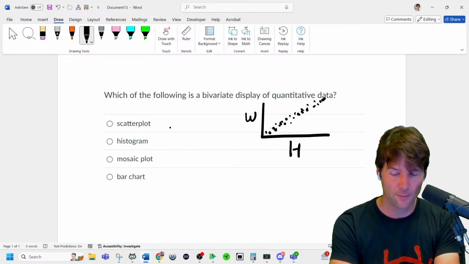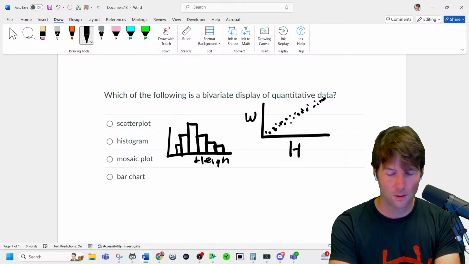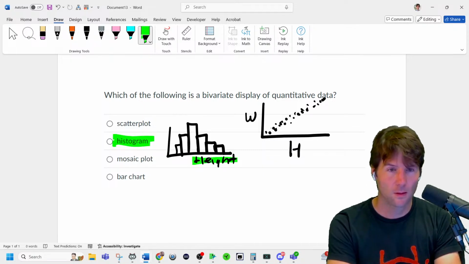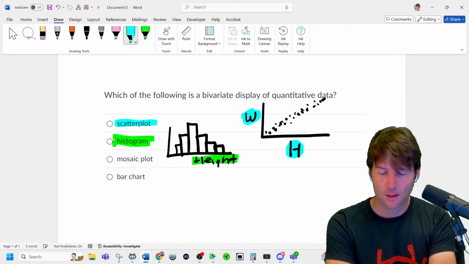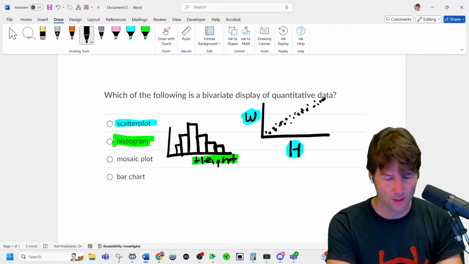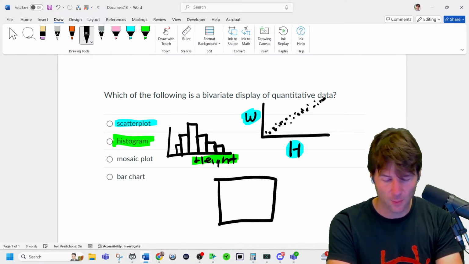Is a histogram uni or bivariate? A histogram would just be like height. Notice how we'll highlight the ones that are uni. A histogram is univariate. Great job, Parker, too. And Noel. So it's univariate. Is a mosaic plot bivariate, or is it univariate? Well, I'll do different colors for each one. Is a mosaic plot bivariate?